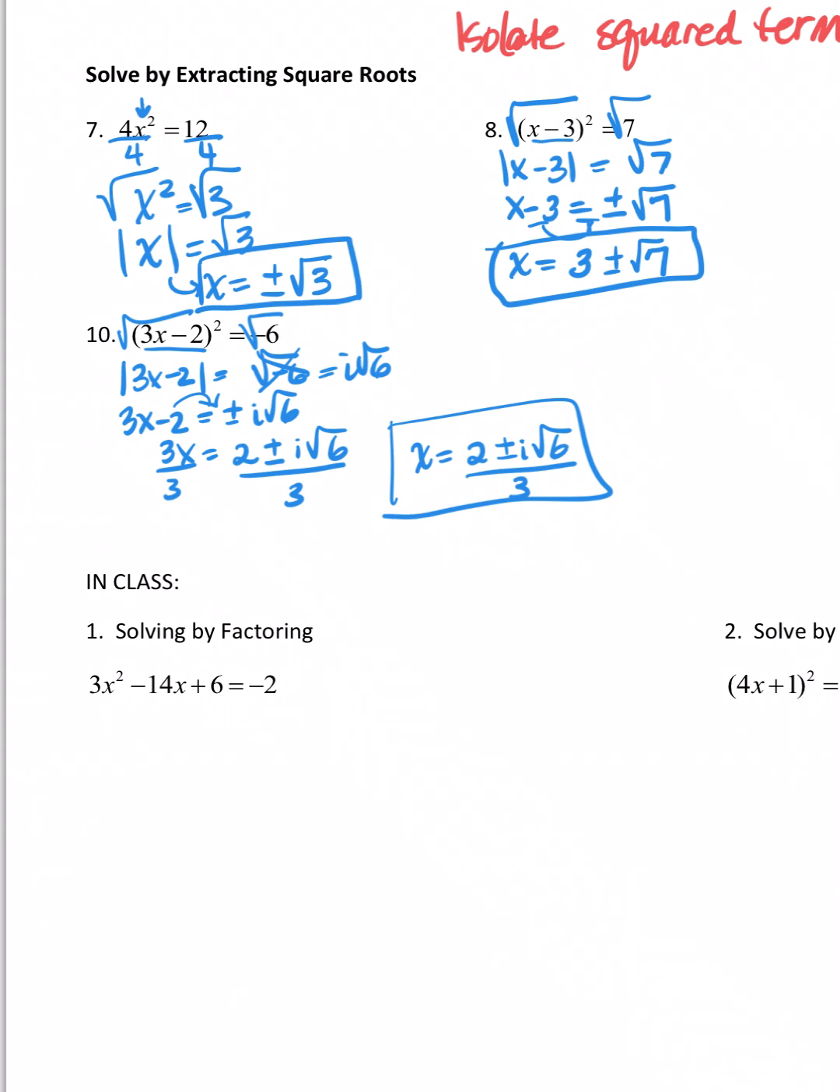Now, hopefully this makes sense. I'd love for you to try the in-class portion. That's where we're going to start when we get to class next.